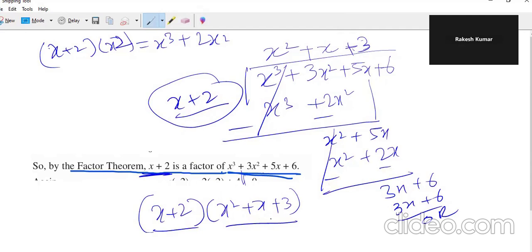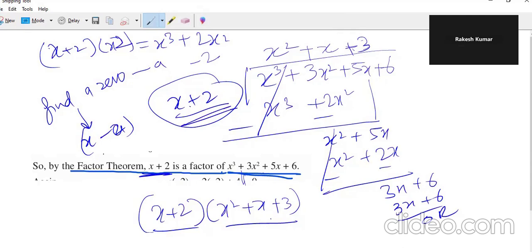So this is how we use zeros. Actually, the concept is to find a zero, let it be a, then x minus a is a factor. Like here the 0 was minus 2 and x plus 2 is a factor. And if it's a factor, you can divide and you'll get zero remainder. And division is done like this.